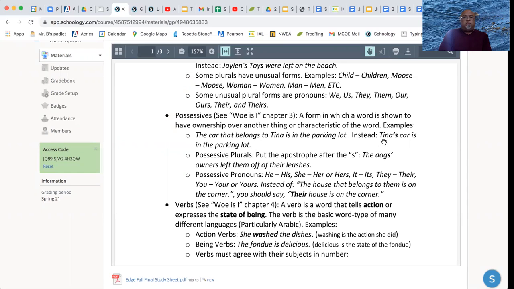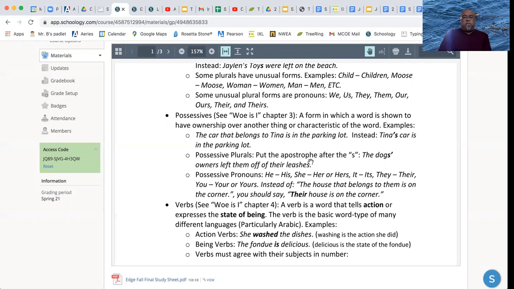You need to change it to Tina's car is in the parking lot. The possessive comes when you put an apostrophe S after the subject. Subject in this case is Tina. So you don't say the car that belongs to Tina, you say Tina's car. Okay? So please be able to fix sentences like that in the test. There will be some sentences very similar to that.